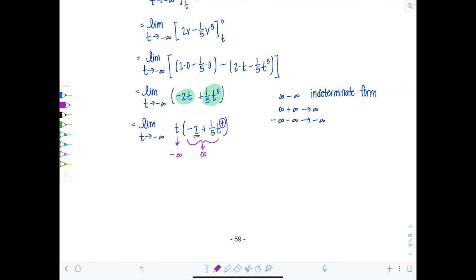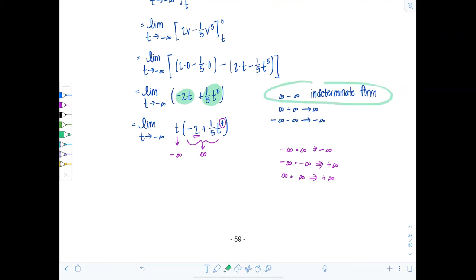Now, this is not an indeterminate form. It's a limit of the type negative infinity times infinity. And that's just going to approach negative infinity, right? They're both getting really, really large. One's positive, one's negative, so it's all headed in the negative direction. If you had negative infinity times negative infinity, then that would go to positive infinity. Or positive times positive goes to positive infinity. So this is not an indeterminate form.